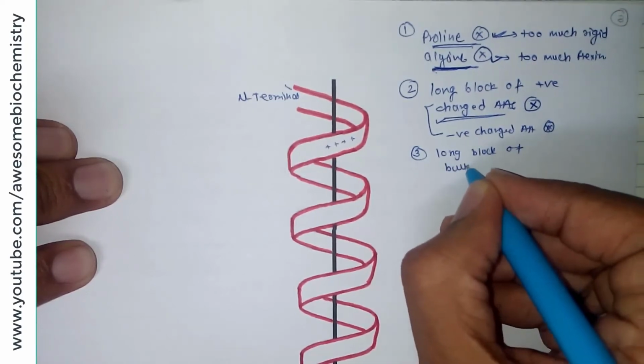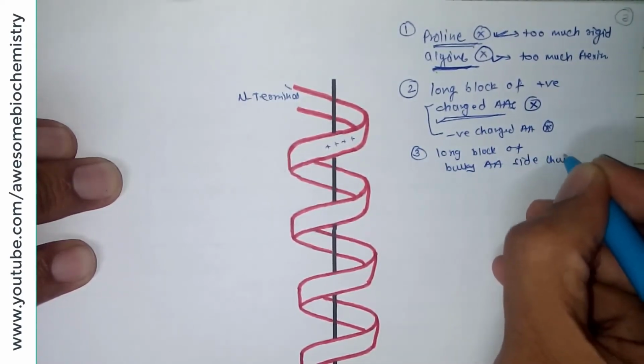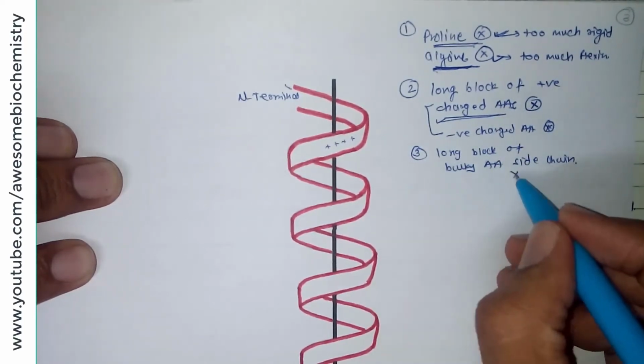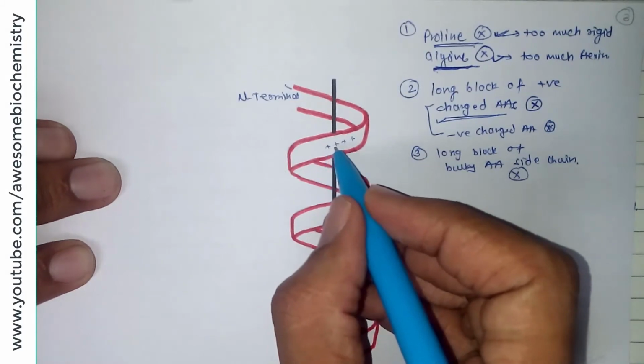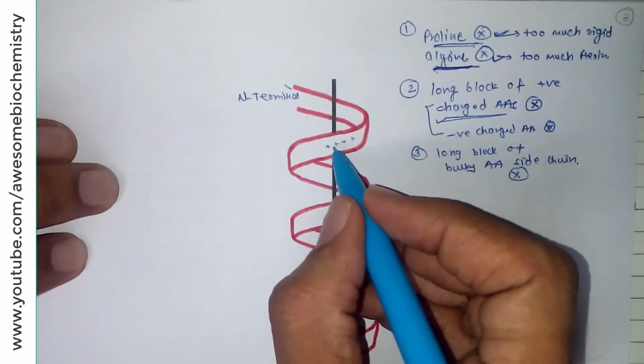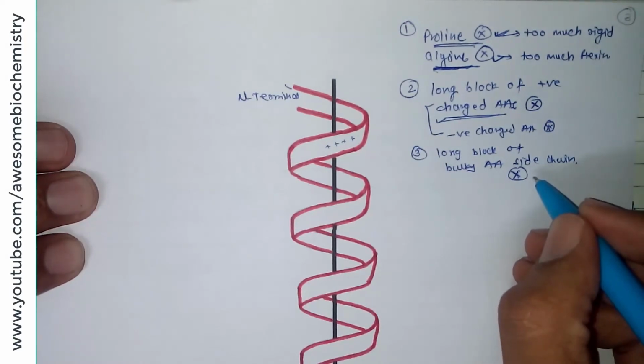The third is a long block of bulky amino acid side chains. Now, this is also not possible because if there is a long block of bulky amino acid side chains, then there will be a steric collision with each other. So, again this is also not possible in case of alpha helix.